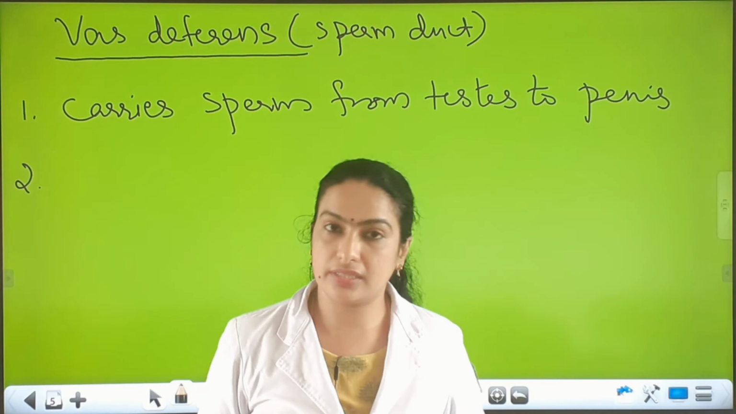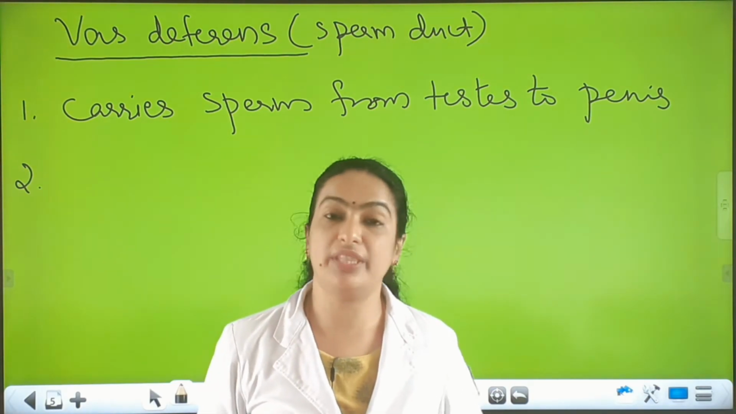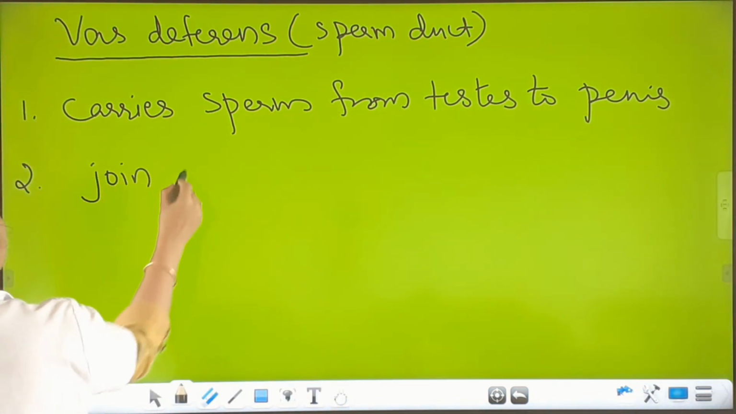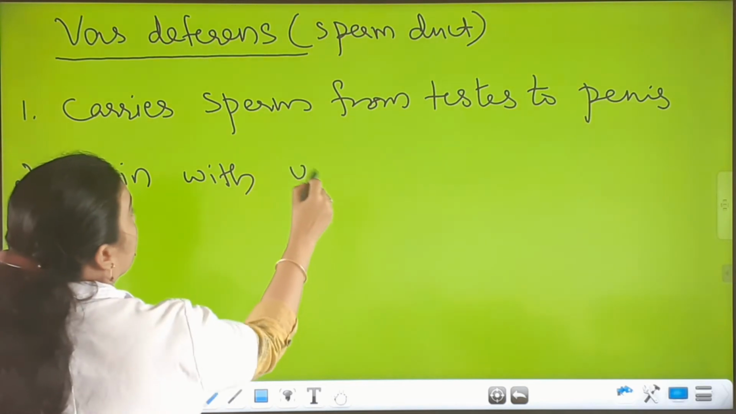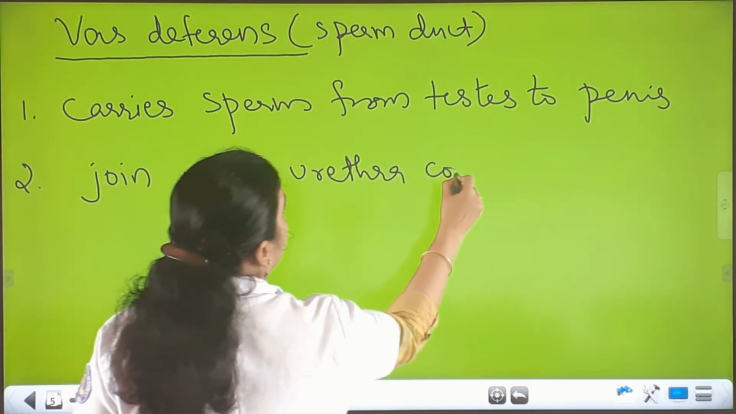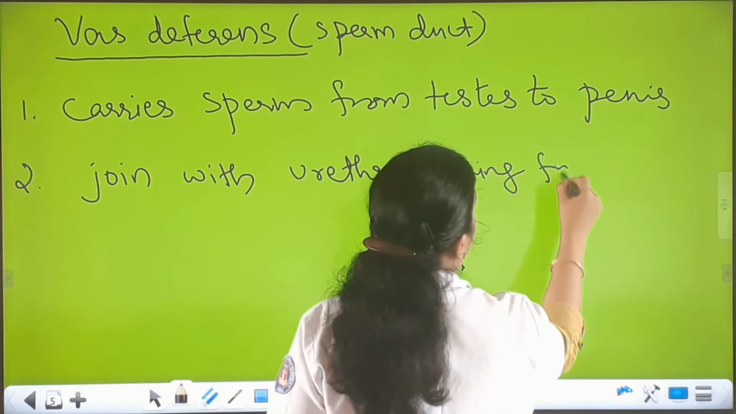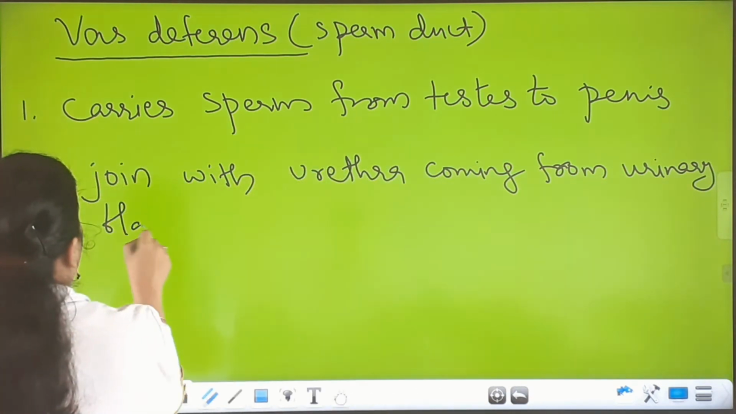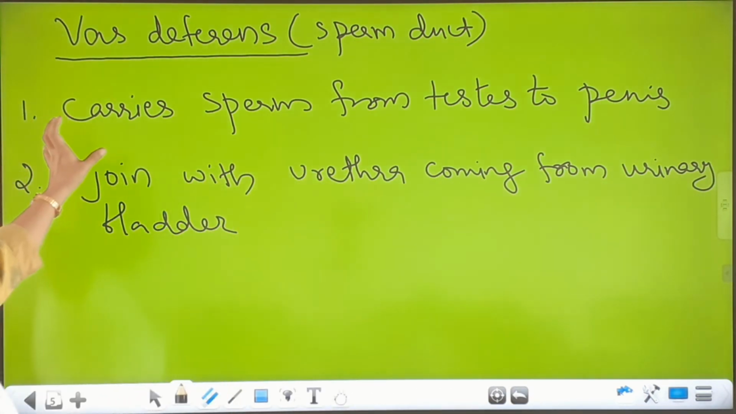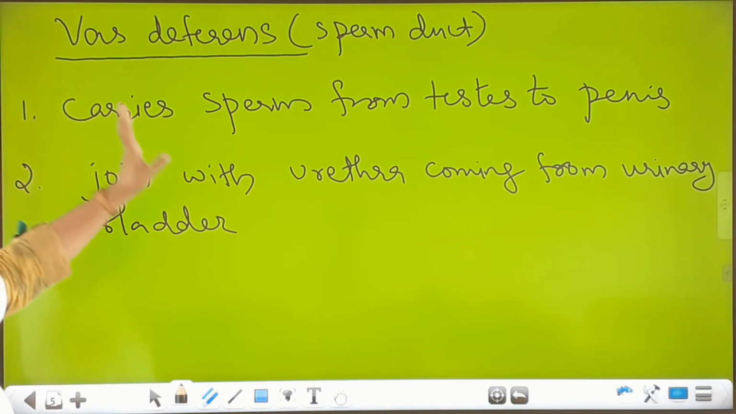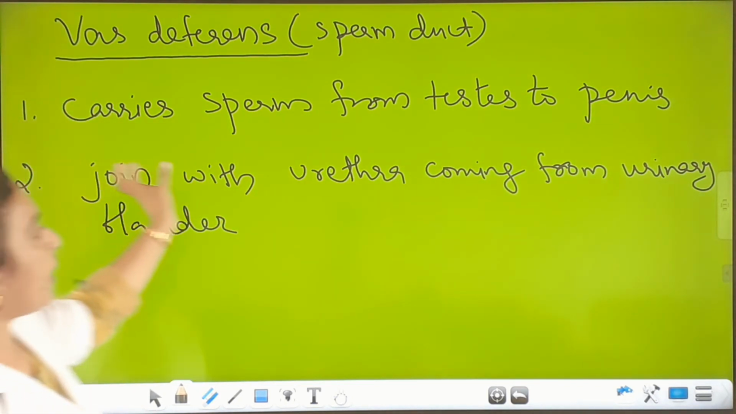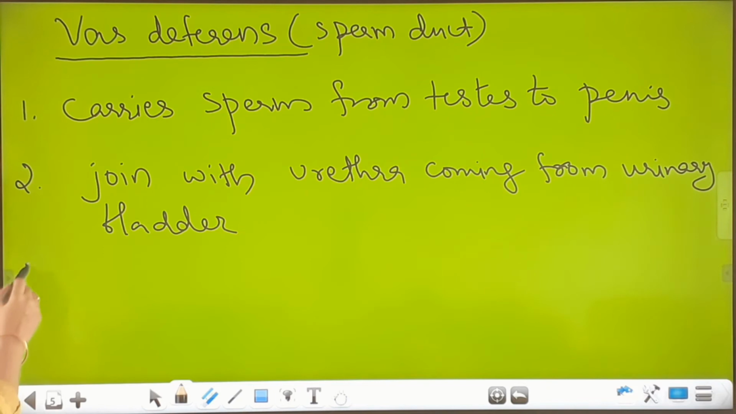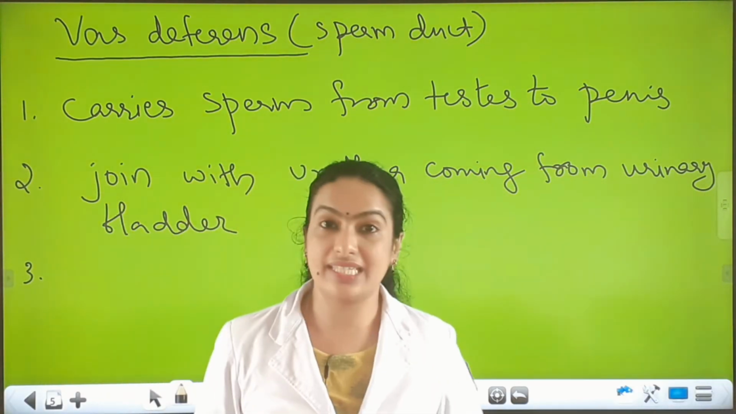And the sperm duct or vas deferens also joins with another tube called the urethra, and this urethra is coming from the urinary bladder. First, this vas deferens or sperm duct carries sperm from the testis to the penis. On the way, it joins with the urethra, which is coming from the urinary bladder. And here are the two accessory glands.